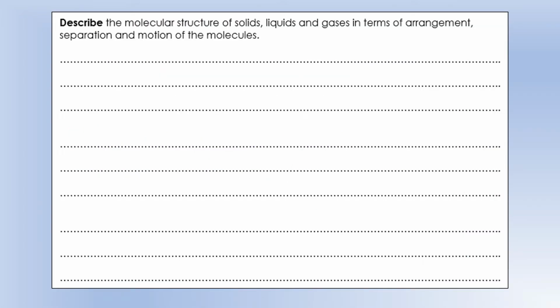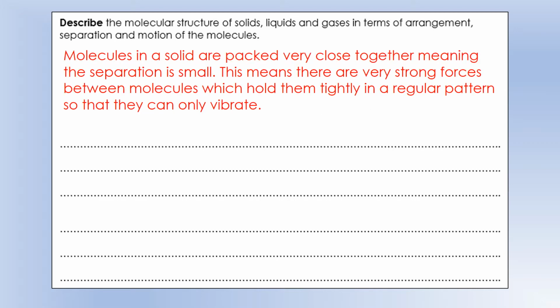Describe the molecular structure of solids, liquids, and gases in terms of arrangement, separation, and motion. In a solid, they are packed very close together, which means the separation is very small. This leads to very strong forces between the molecules, which hold them tightly in a regular pattern, and that means they can only vibrate.